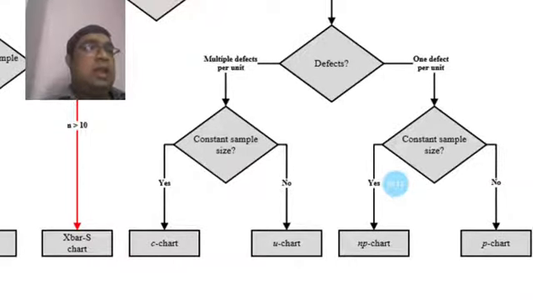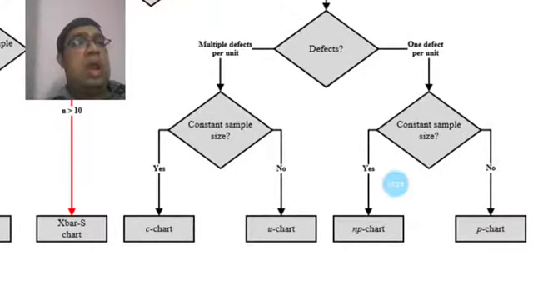Another case: the sample size is not constant, but samples of different sizes will be found. In that case, you have to use the P chart. Like the NP chart, the P chart is calculated for one defect per unit, where the sample size is not constant, so you have to concentrate on the P chart.